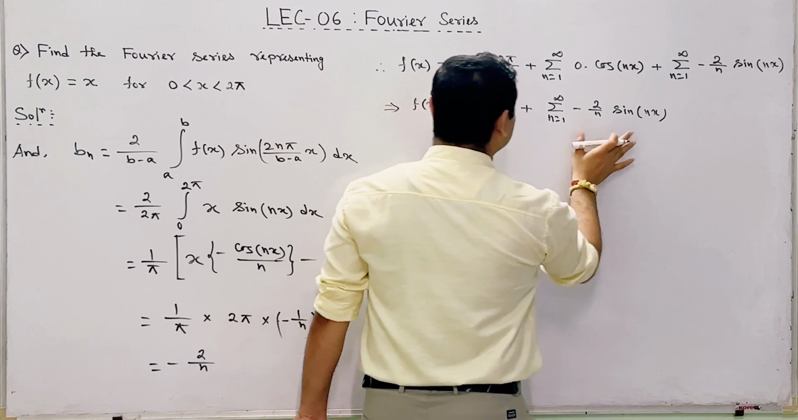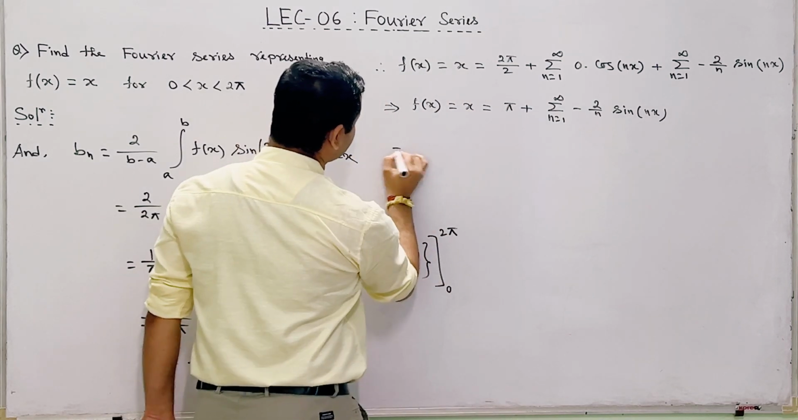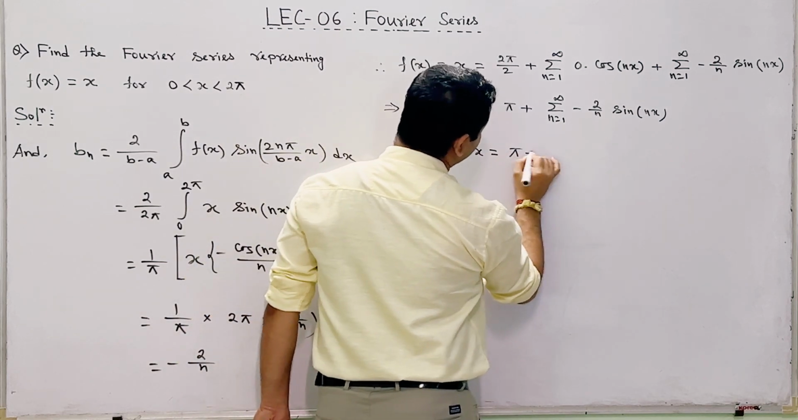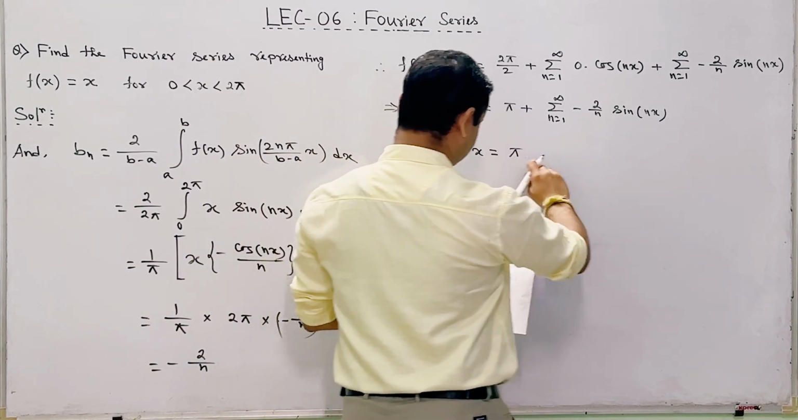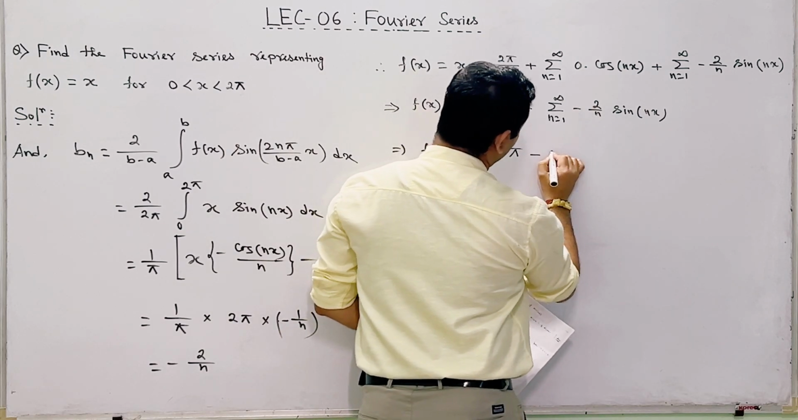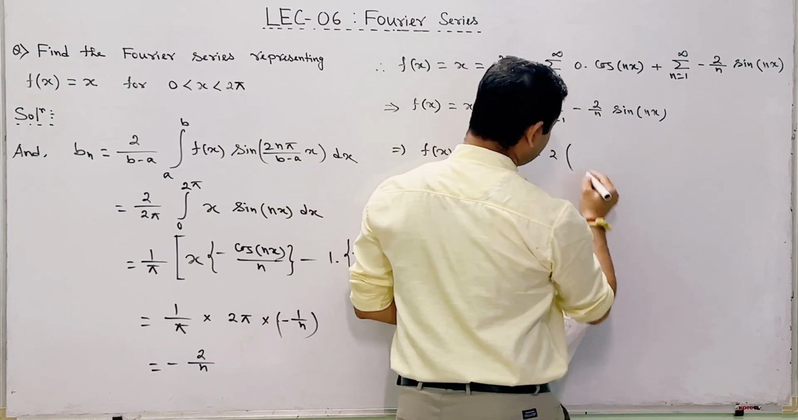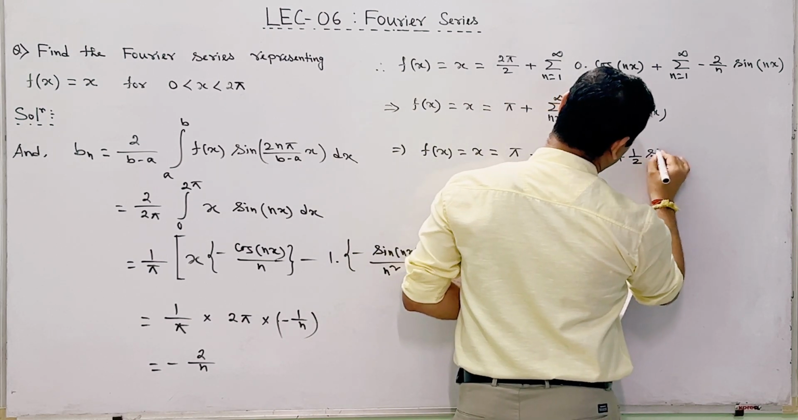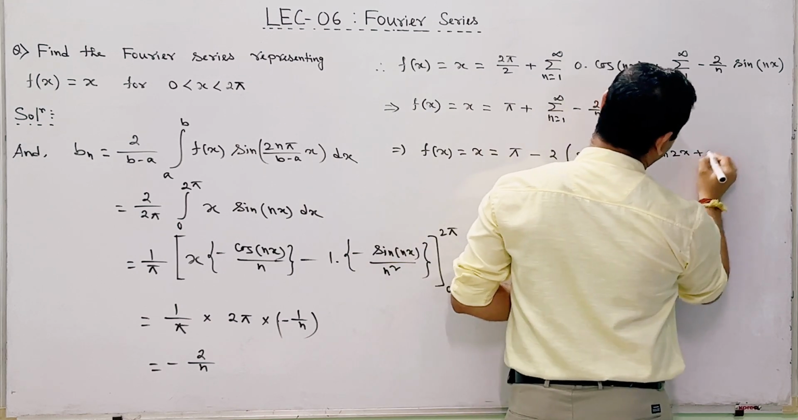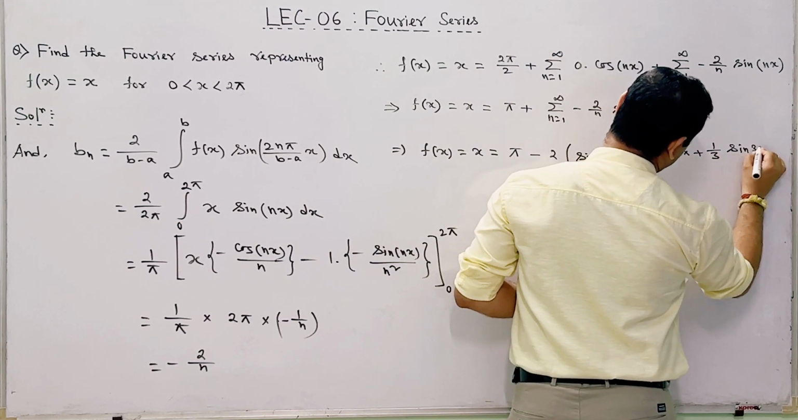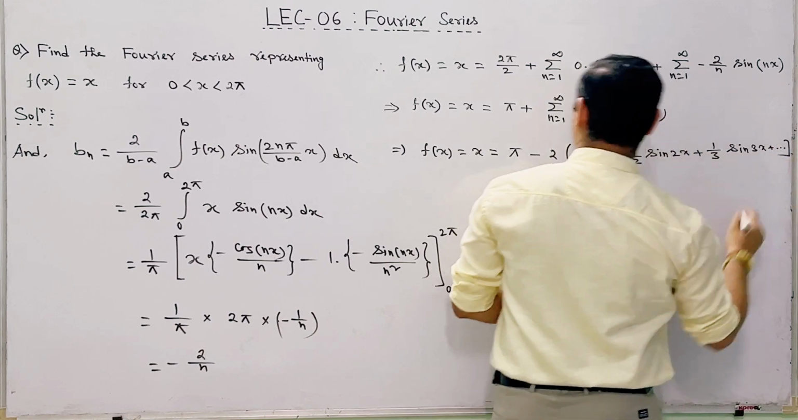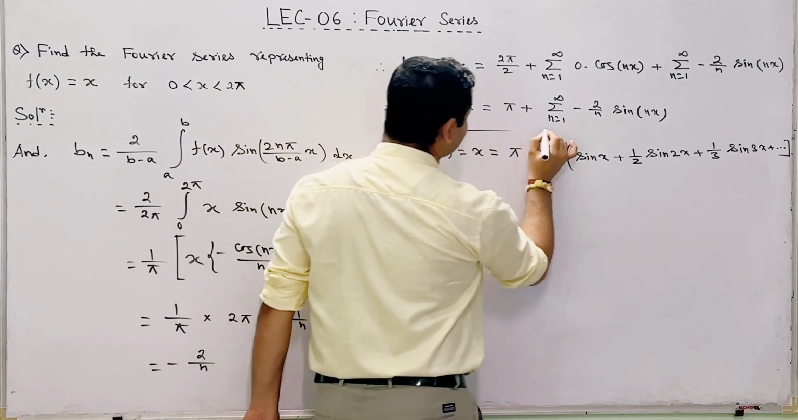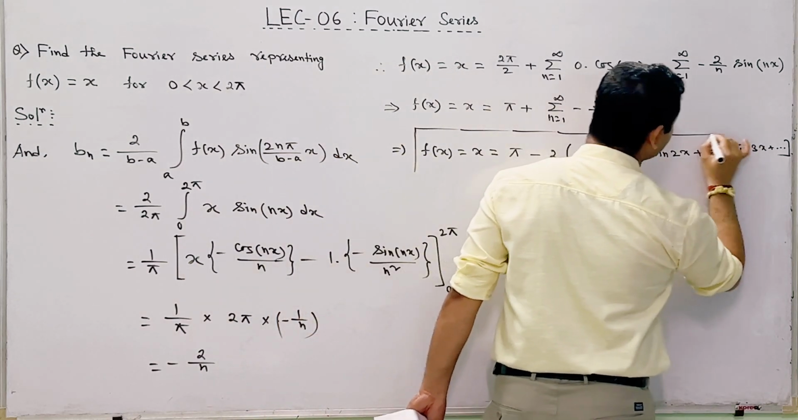Next, expanding this summation term, we will get f of x equal to x equal to pi plus pi minus 2 into sin x plus half into sin twice x plus 1 by 3 into sin thrice x plus dot dot dot. So this is the Fourier series expansion of the function f of x equal to x in the interval 0 to 2 pi.